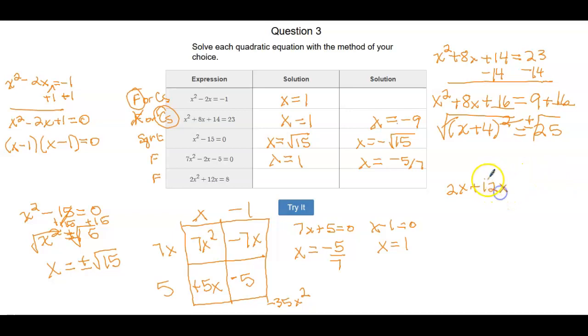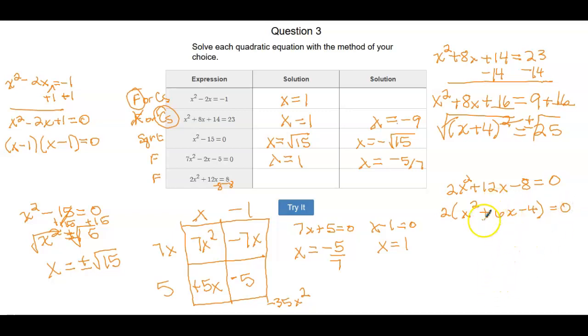So 2x squared plus 12x minus 8, so that's how we move this over. We're going to subtract 8 from both sides, is equal to 0. So I see that everything here is divisible by 2, so I'm going to factor out a 2 from everything. So 2 times x squared plus 6x minus 4 is equal to 0.